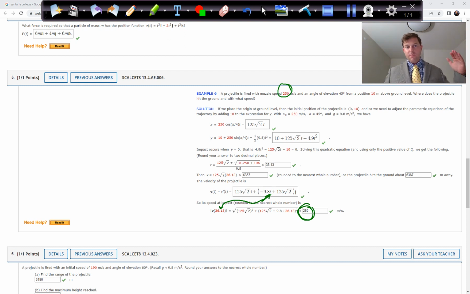So it fires up and then gravity redirects it back to Earth, but it doesn't slow it down, it doesn't speed it up either in this case. It's going to hit with the same velocity that it left because there's no wind resistance. Okay, so that's problem 5.